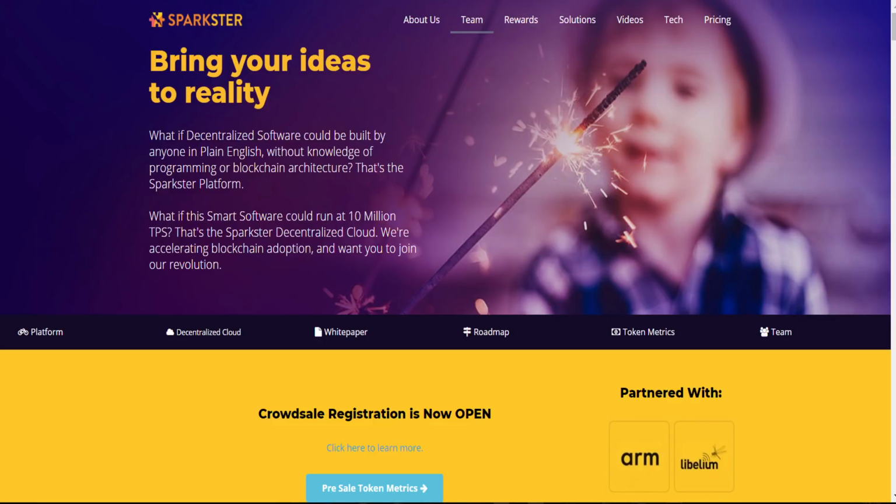So who is Sparkster? Sparkster is essentially a company that's made a platform that seeks to address several of the biggest issues with blockchain technology at the moment. Sparkster essentially wants to create a platform that allows you to code and build things in, quite simply, plain English, whilst also maintaining an exceptionally high transaction speed. So Sparkster really seeks to address these problems that we've just mentioned.